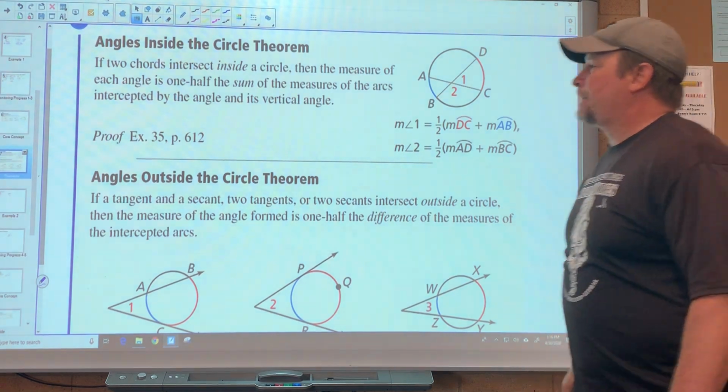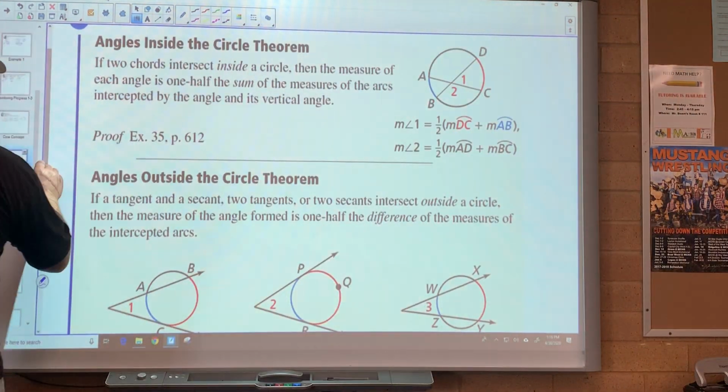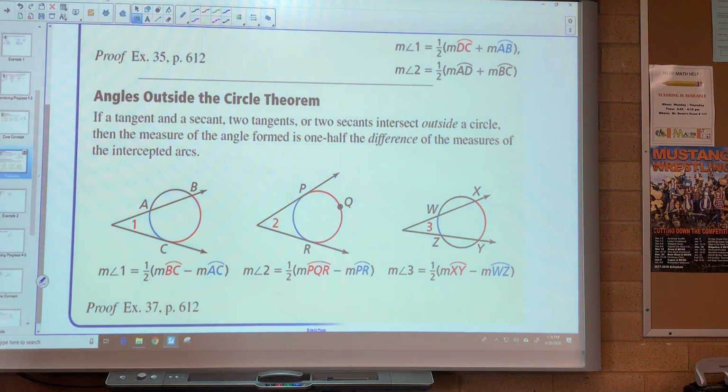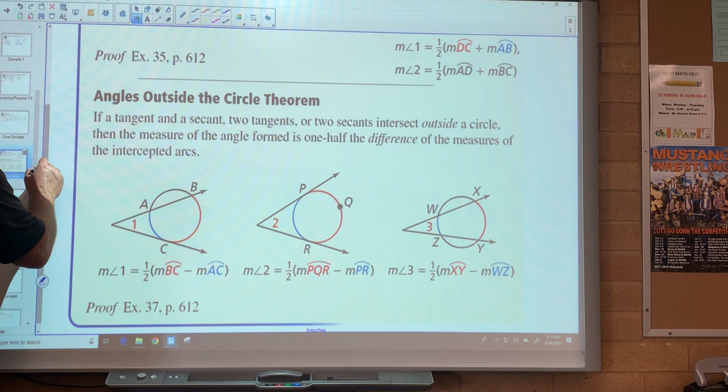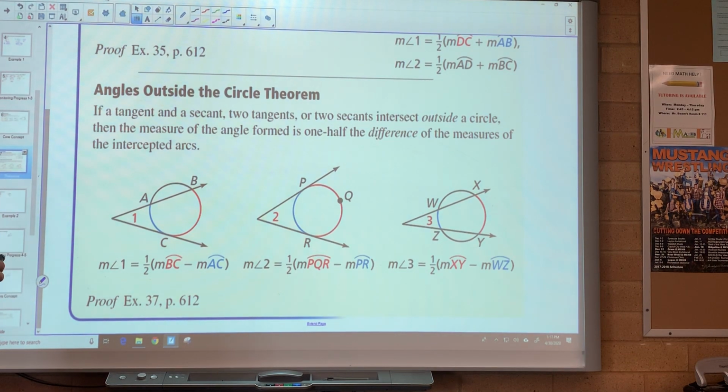Is that clear? Okay. Now here is a picture of angles outside the circle. Now there's three different things, but it's pretty simple. I'm going to break it down for you pretty simple. Okay?